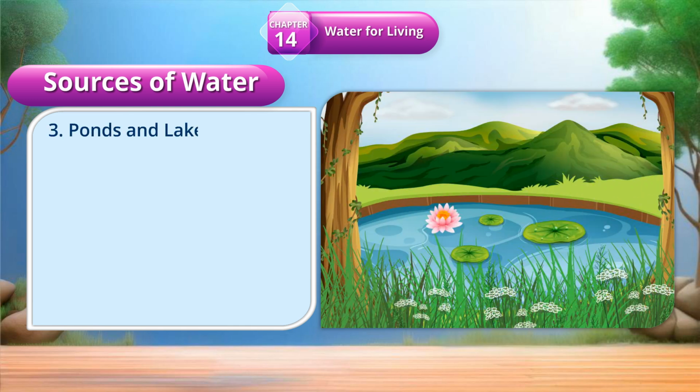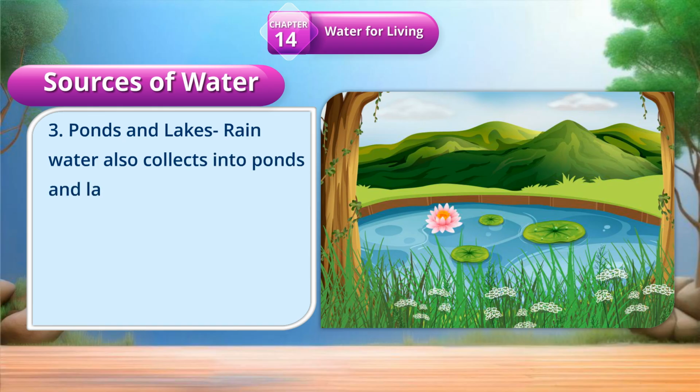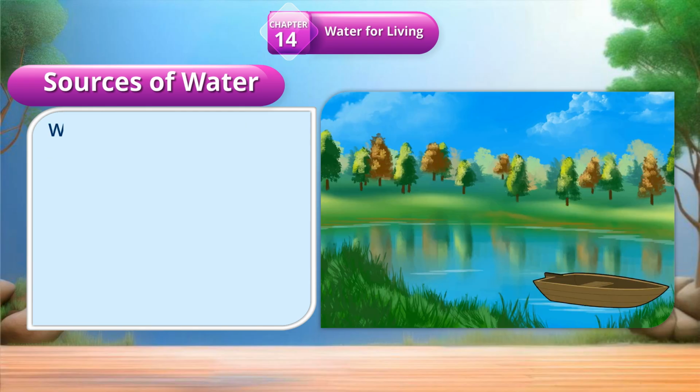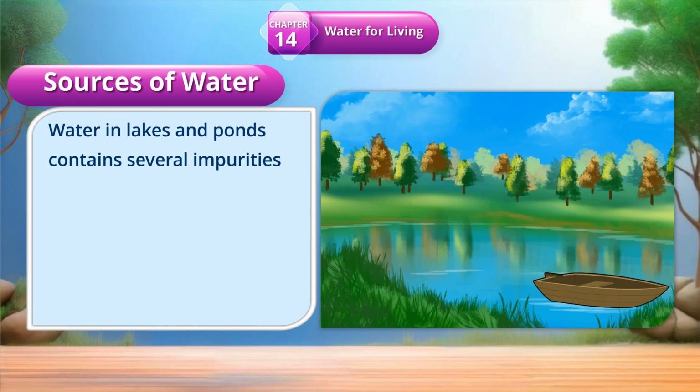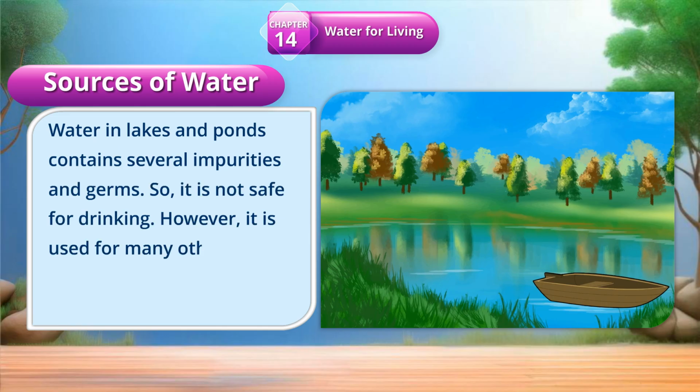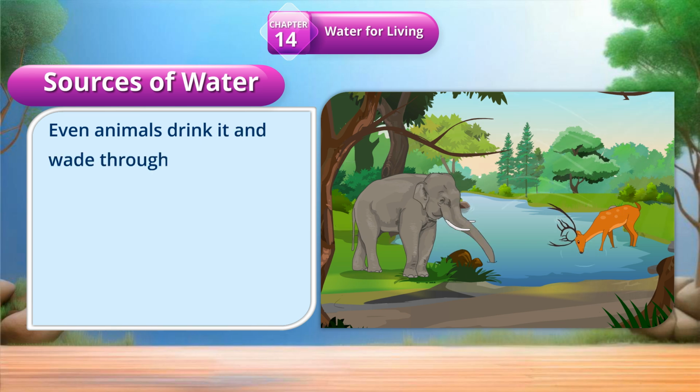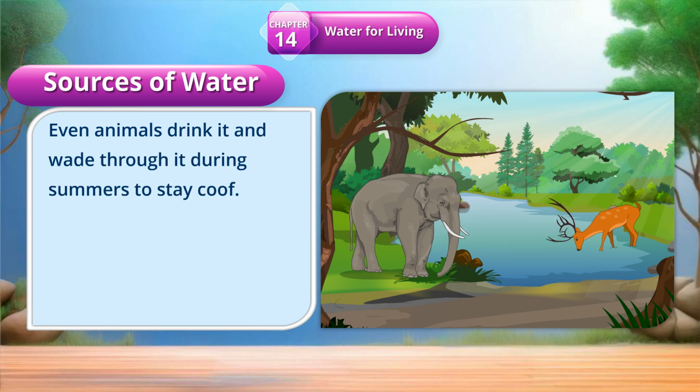3. Ponds and lakes. Rainwater also collects into ponds and lakes. A pond is a small body of water surrounded by land. A lake is a larger body of water than a pond. Water in lakes and ponds contains several impurities and germs, so it is not safe for drinking. However, it is used for many other purposes. Even animals drink it and wade through it during summers to stay cool.